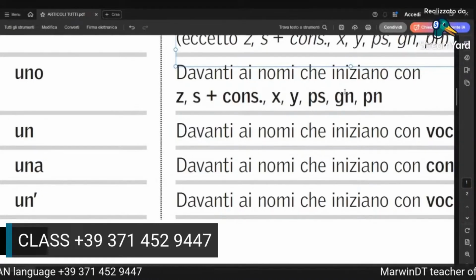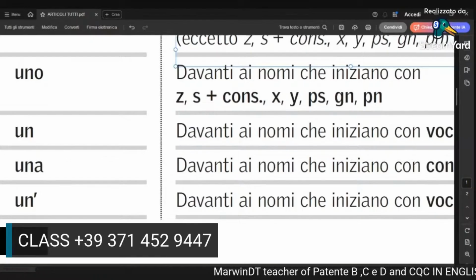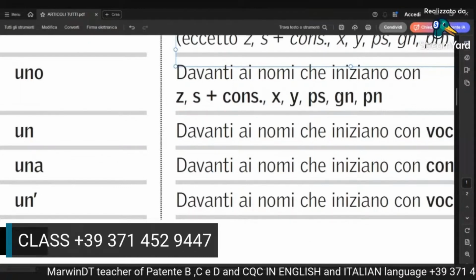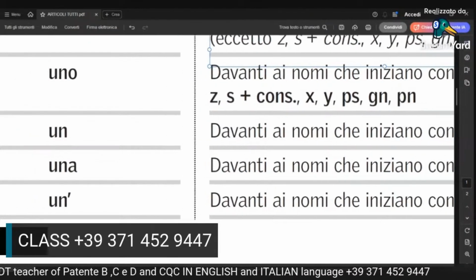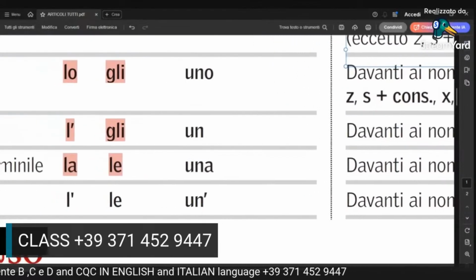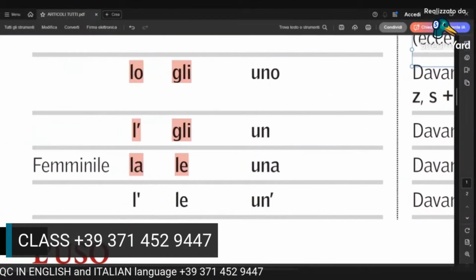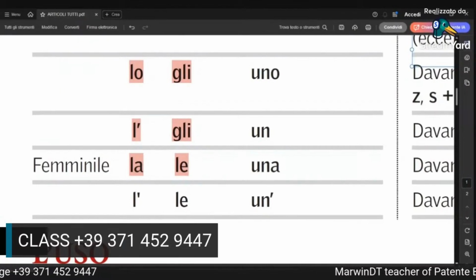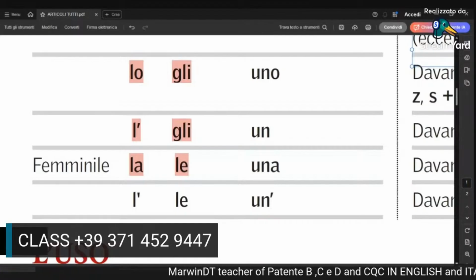Okay, very good. Later we'll look at the words that start with these consonants and the Z and the S joined together, so that you'll understand clearly. Now I'm just showing you the basics, with which if you don't know them, you will fail the test.